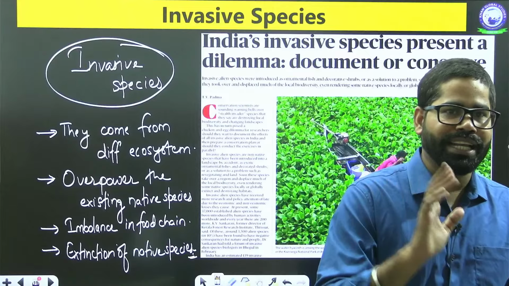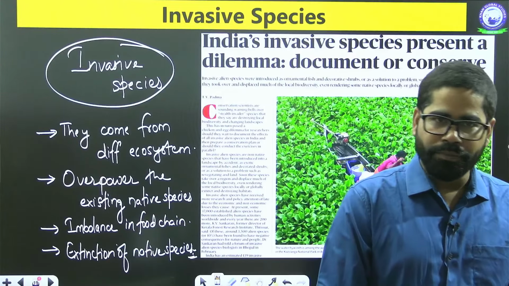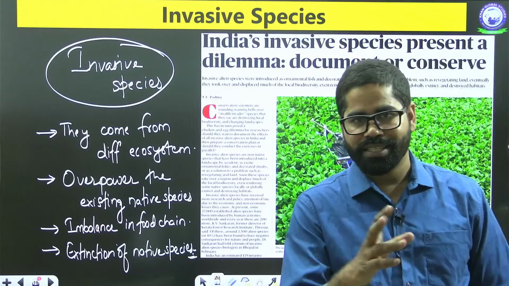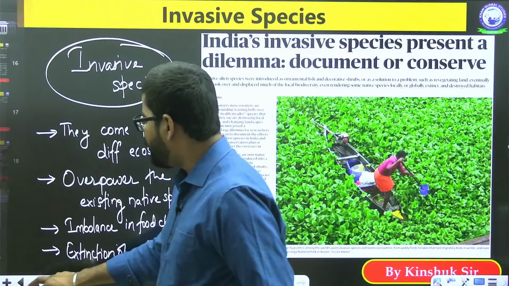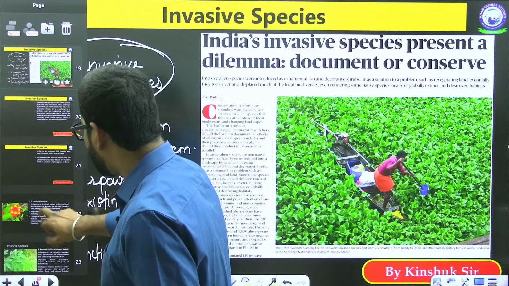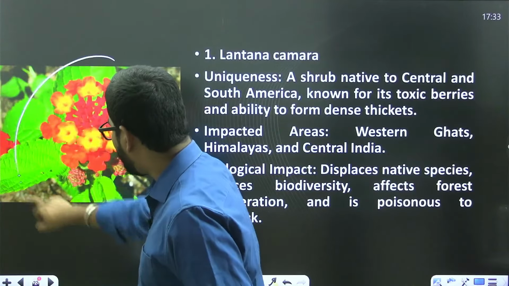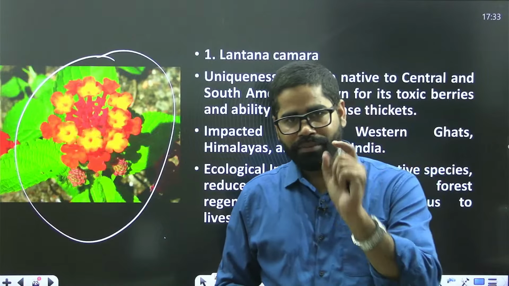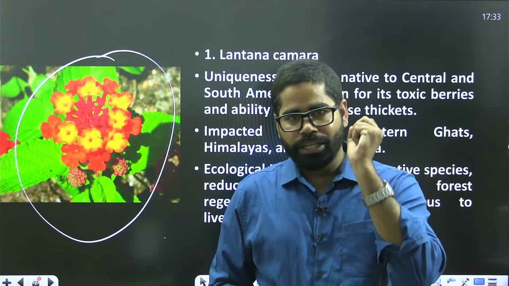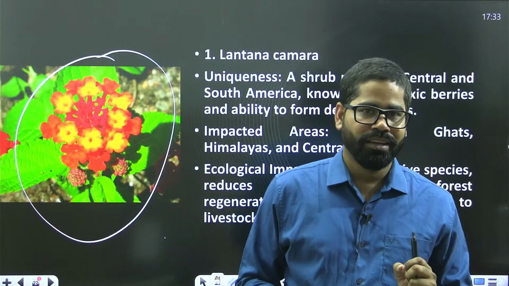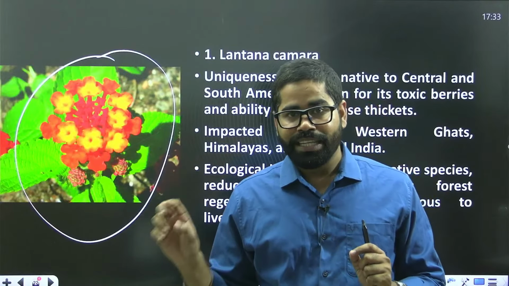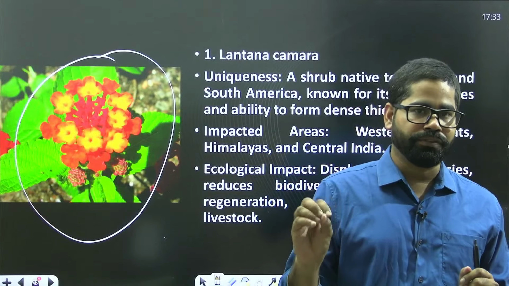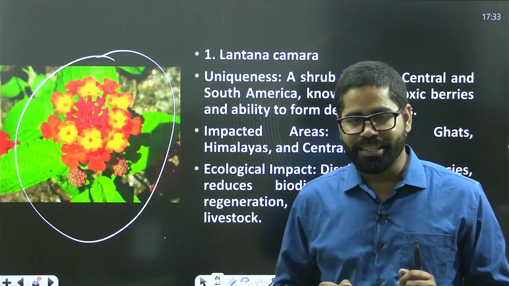Let me give you one example. You may have noticed one such species called Lantana camara. It may look quite beautiful, but it is one of the most dreaded. It is one of the most harmful invasive species in the entire world.